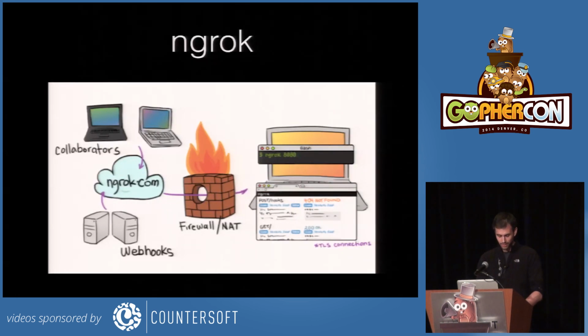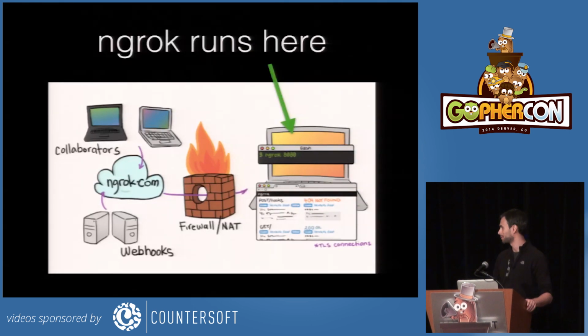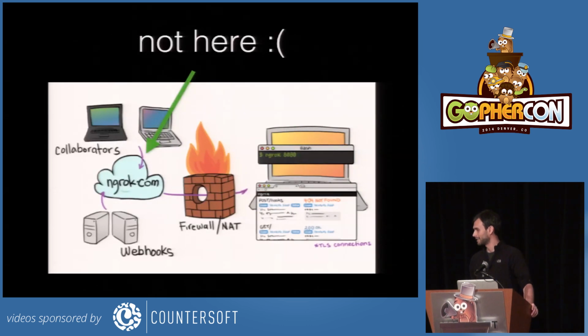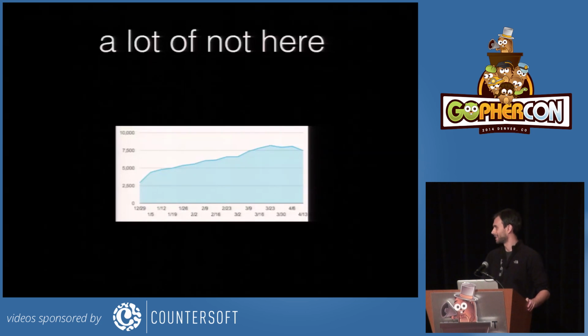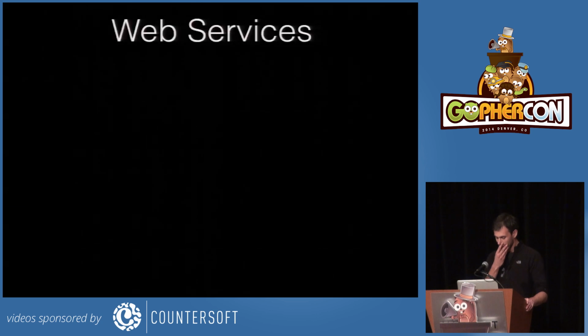So there's a problem with ngrok, and this is the vague architecture diagram of ngrok. It's a tool that runs here. It runs on your laptop. It doesn't run here. And running on a laptop, running on computers that I don't control, is difficult. And it's a lot of not here. So that's, I think, unique client activity over weeks over the last month. So there are a lot of users that you have to deal with.